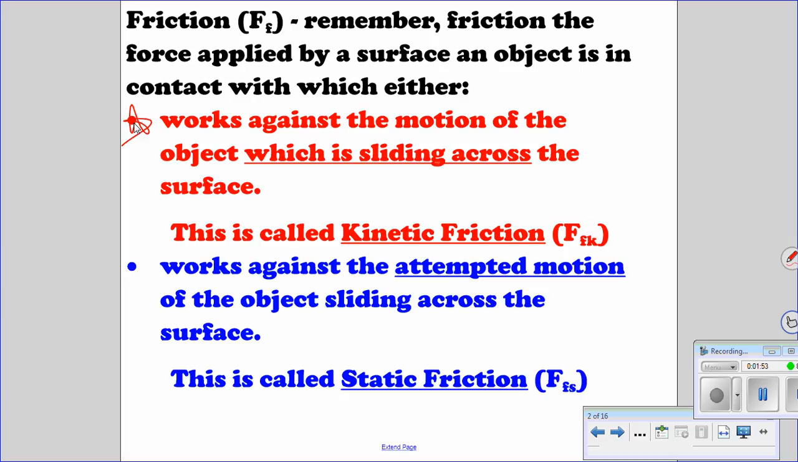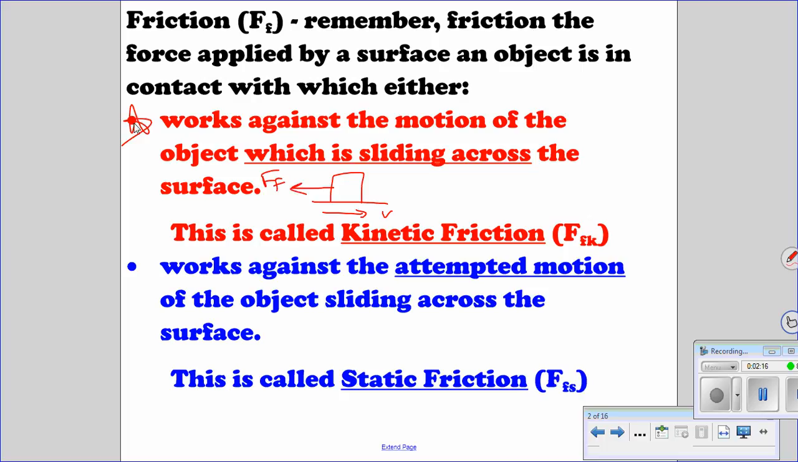So that's going to look like this. You're going to have some sort of object. It's already sliding, so I'm going to label that arrow with a V for velocity. And friction goes, whoa, whoa, whoa. I don't want that thing to slide anymore. What are you doing? I'm going to push this way with some force of friction to stop it.